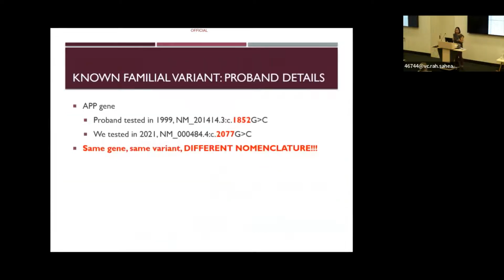So this is an example we had last year. In the APP gene, the proband was tested in 1999, and using the gene edition at the time, the sequence variant was 1852. We tested another family member in 2021, and using the latest gene edition, the sequence variant was actually 2077. So that's why you really need to know that gene edition, the ref-seq transcript, so we know we're looking in the right spot, because for this, it was the same gene, the same variant, but it used different nomenclature.